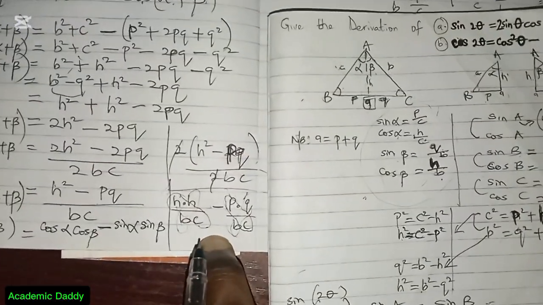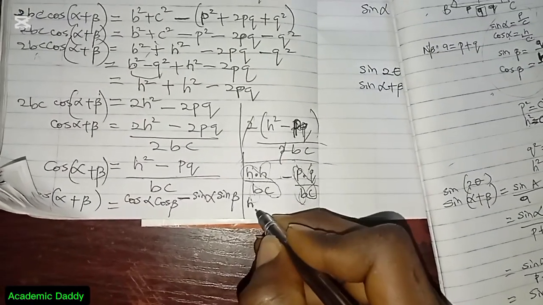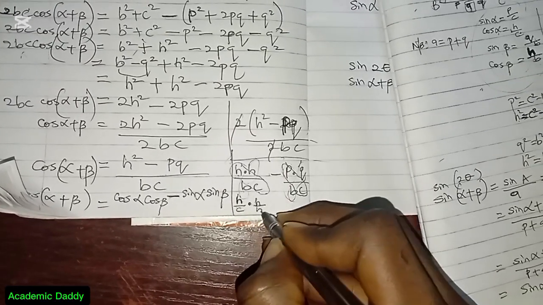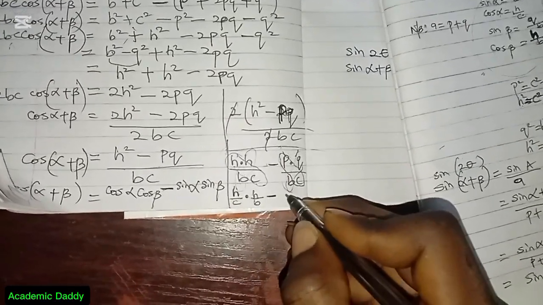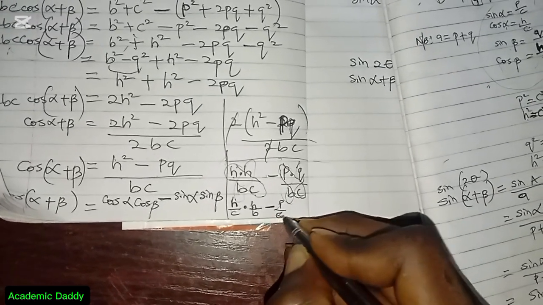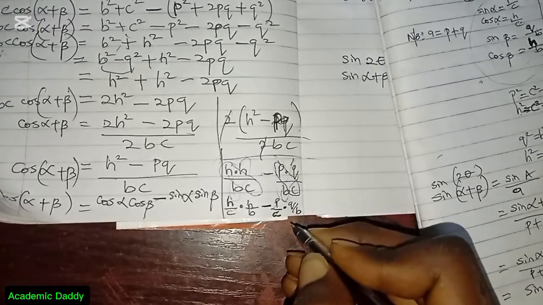So there you have it. So it's the same thing as saying, see the way I did it now. I moved on to make this because I'm trying to save space. Moved on to make this h over c times h over b minus p over c times q over b. So because that is what I have from the angle. So you can see now that this is cos alpha, cos beta.